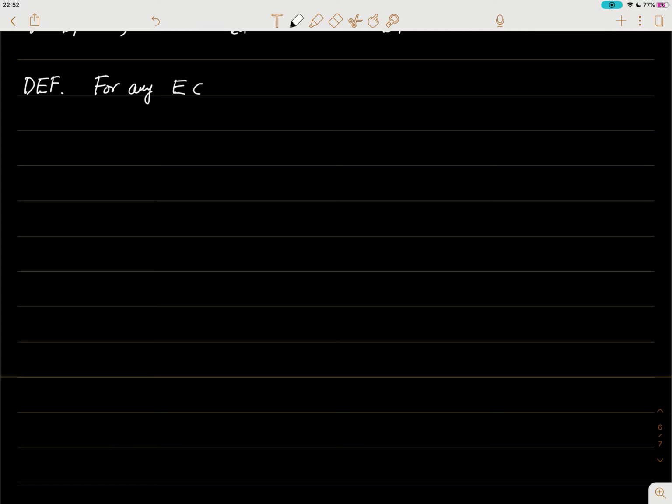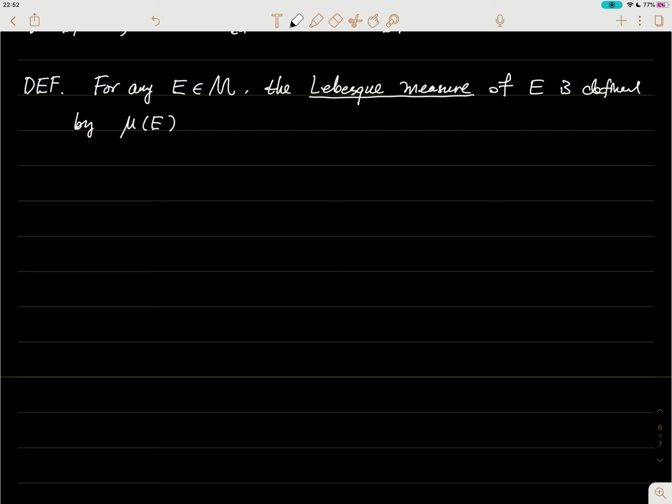For any measurable set E, the Lebesgue measure of this set E is defined by its outer measure. So we denote this measure as mu itself. That's just the mu star. Okay, and this mu is called the Lebesgue measure.